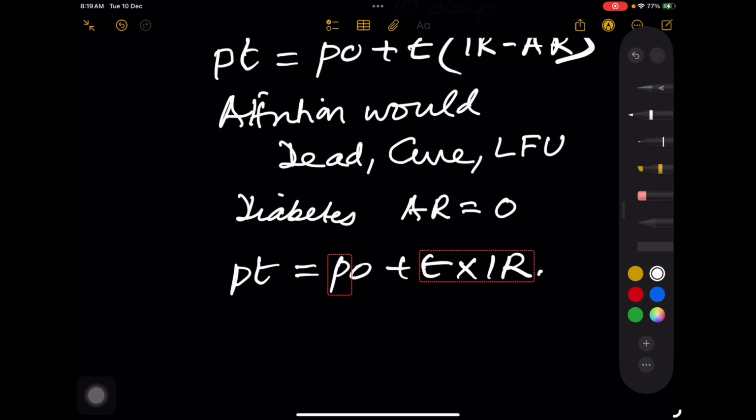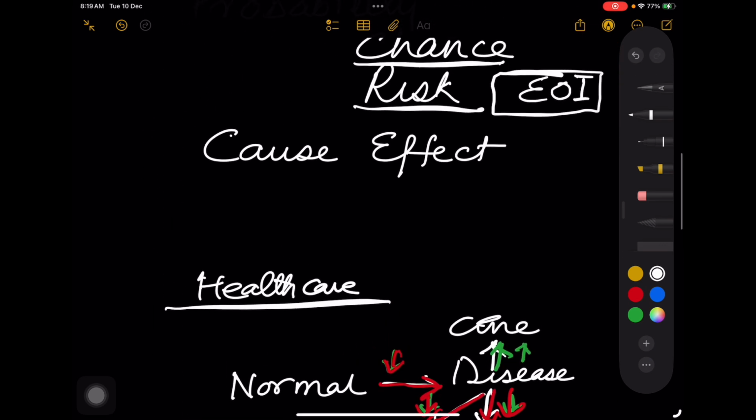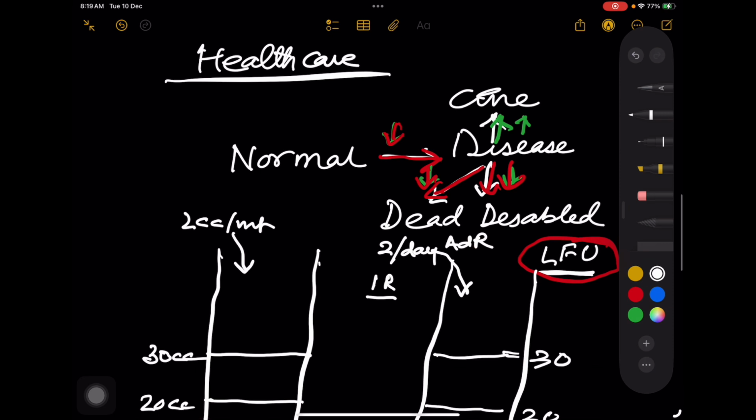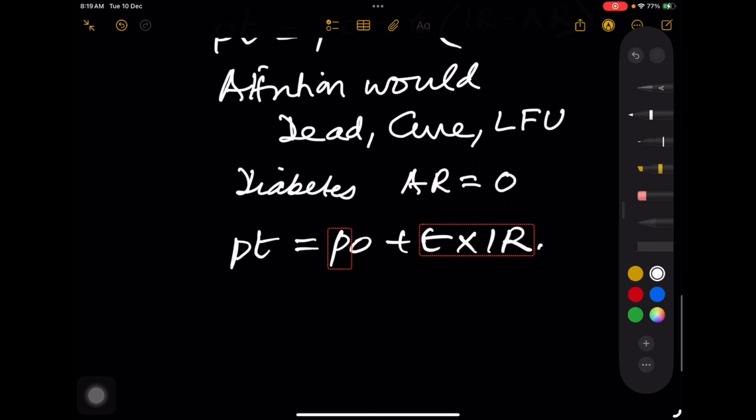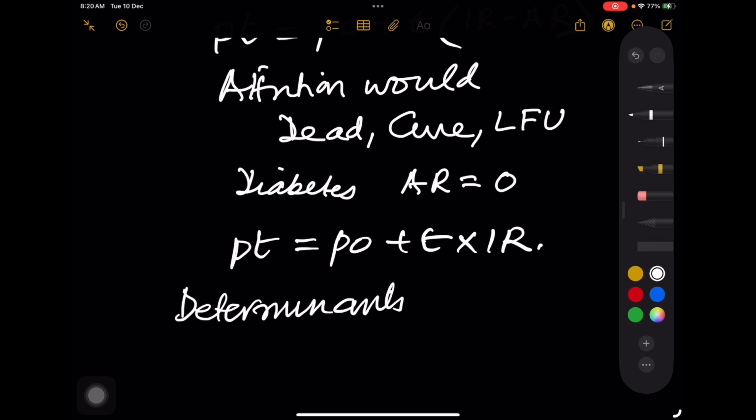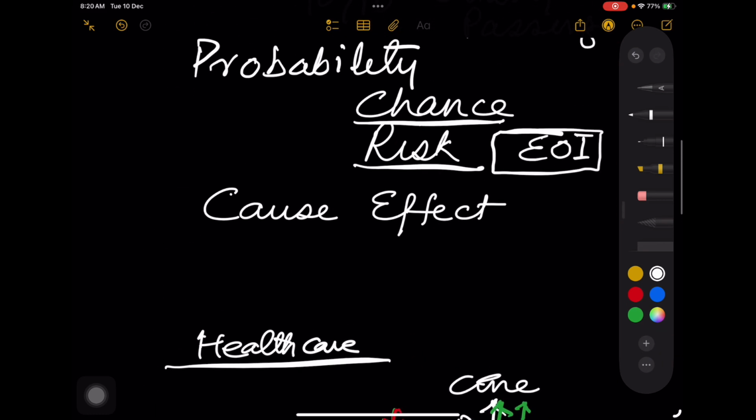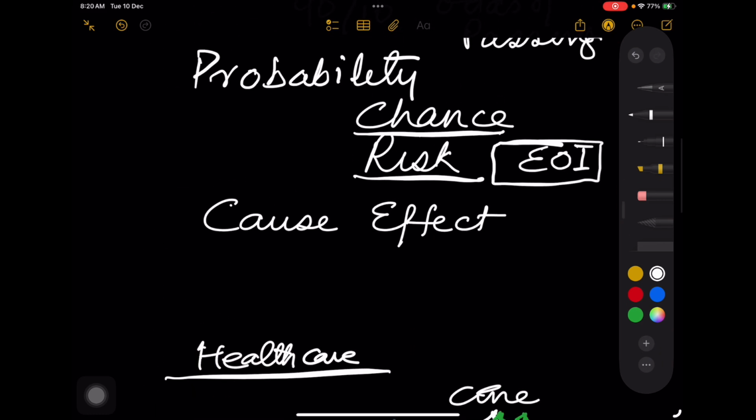So these are the transition rates, the arrows. And we are trying to affect these transition rates by the determinants or the causes of the event. For example, cause can be an etiological factor. Let us say there are lots of mosquitoes, so there will be more malaria. So cause is an etiological factor, like mosquitoes. Effect is malaria, and that is disease.